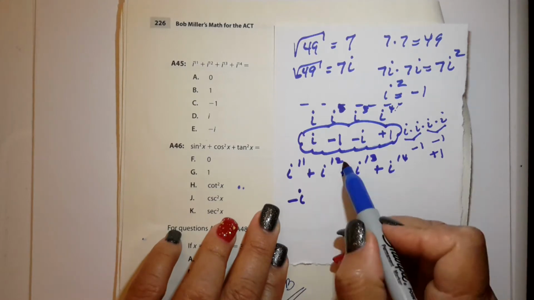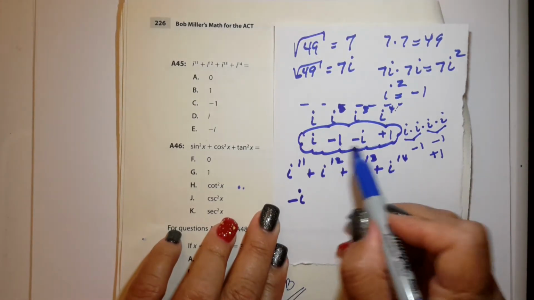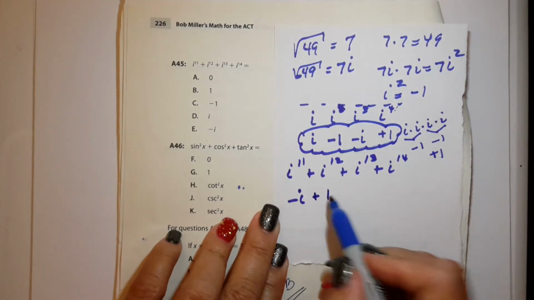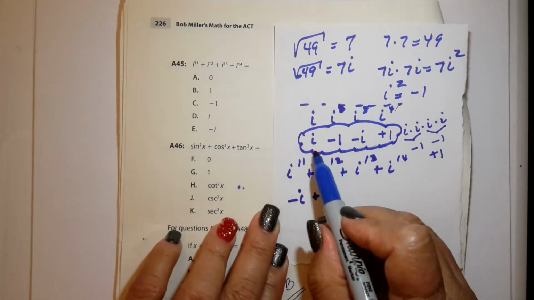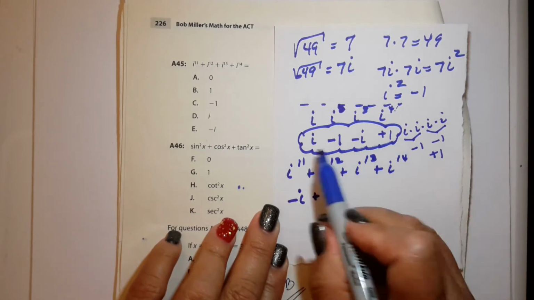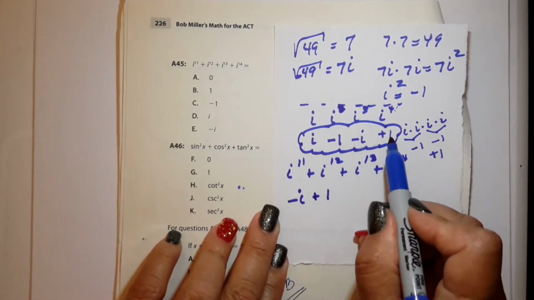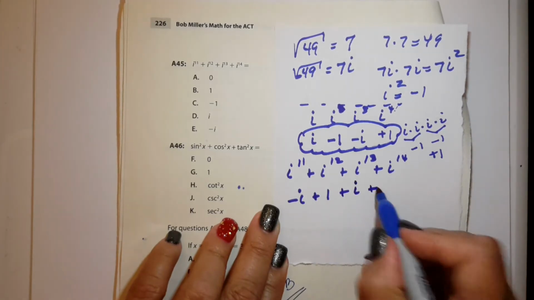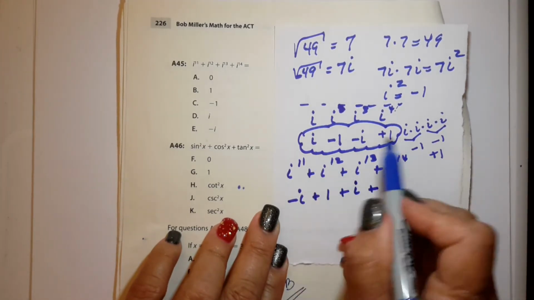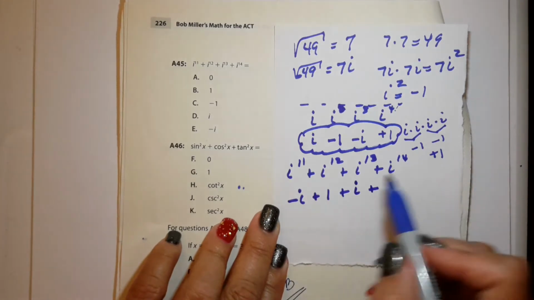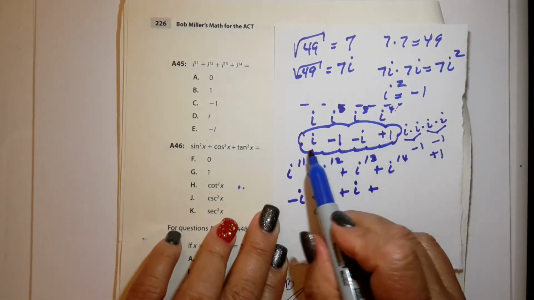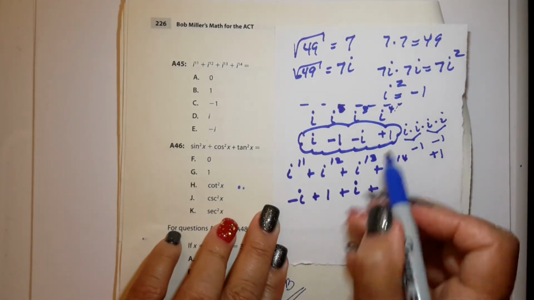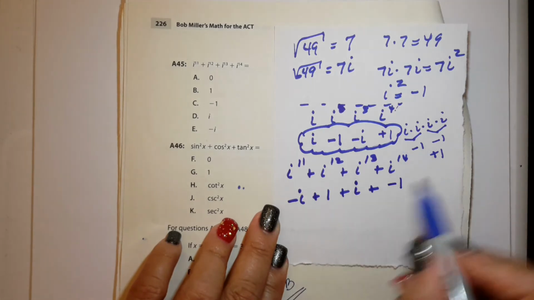Then I go to i to the 12th: 1, 2, 3, 4, 5, 6, 7, 8, 9, 10, 11, 12. Oh, it's going to be a positive 1. Then 13: 1, 2, 3, up to 13. Oh, i to the 13th is the same thing as i. And then i to the 14th: 13, 14, is going to be negative 1. If you could see, it's like a cycle.